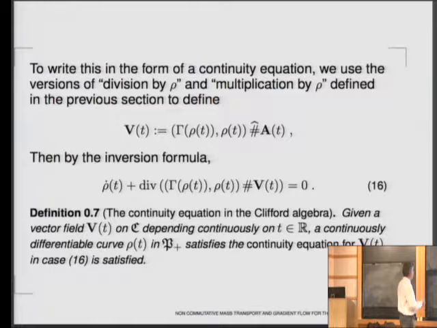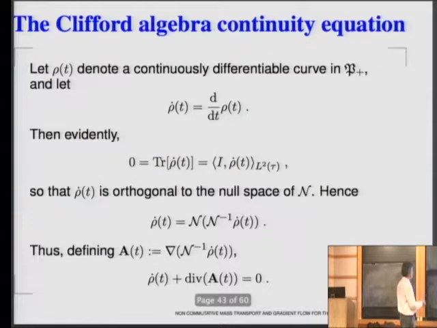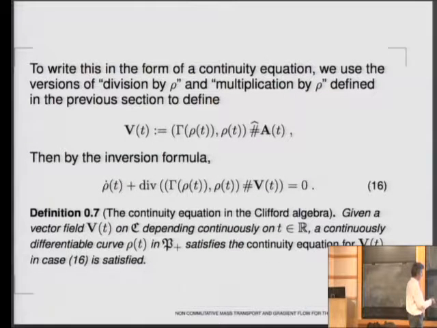So I define the V. Okay. So I take this A, and I want to get a vector field V in it, which is going to give me a continuity equation. So I know how to multiply and divide. So dividing is this thing. That was our dividing operation. And so if I define V to be this, then I can write the continuity equation in this form.